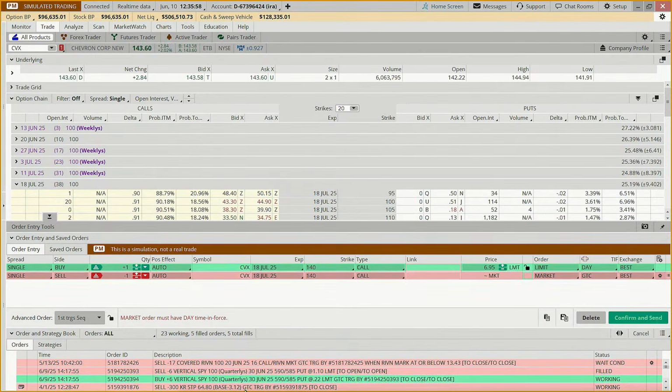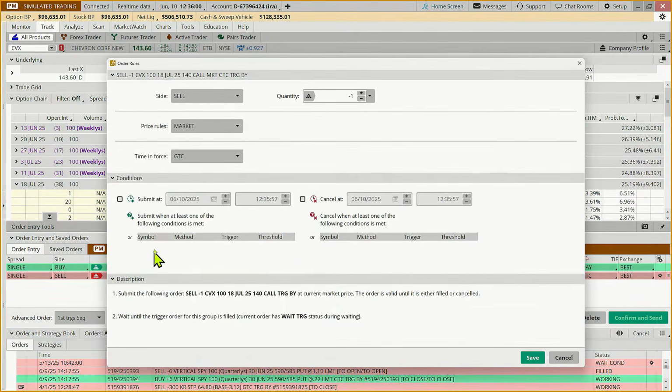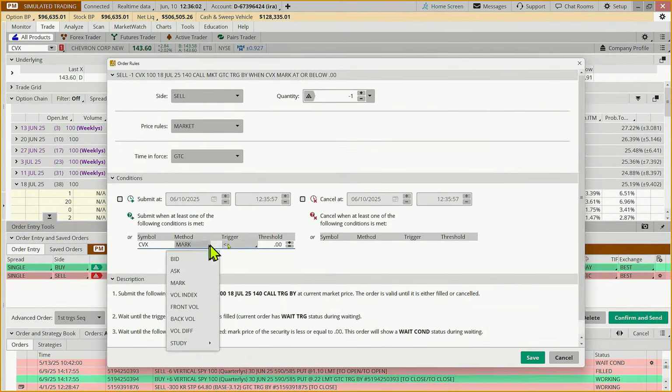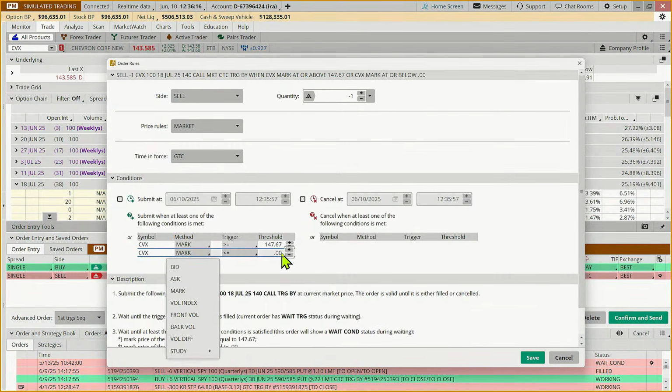So when I click on my little disappearing, reappearing sprocket on the same page, I can put in both my target and my exit. So I'm saying, hey, if it goes above 147.67, I'd like to take whatever profit there might be. And if it goes below 138.88, I'd like to lick my wounds, take my losses, and exit the position.